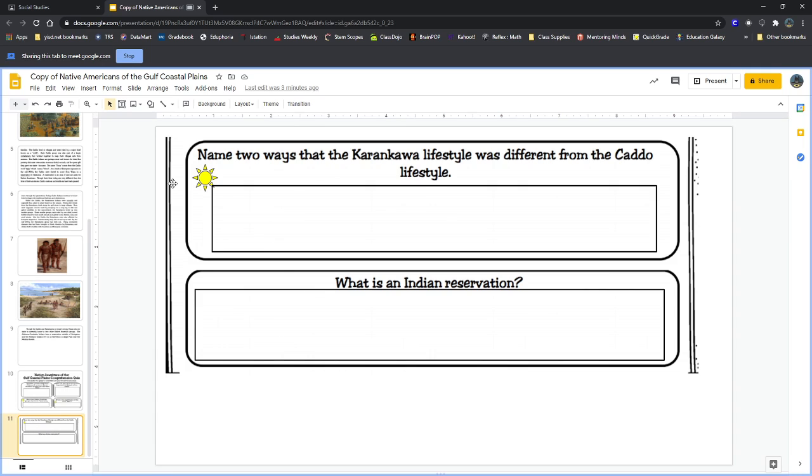On slide 11, we have name 2 ways that the Karankawa lifestyle was different from the Caddo lifestyle. We can already see that they're asking us about 2 different groups of Native Americans here, and they want us to tell them how their lives were different from one another. And the last question, what is an Indian reservation? So while we're reading, when we see that word reservation, we want to make sure that we slow down, pay attention, because we're going to need to learn whatever it is a reservation is to answer that last question.